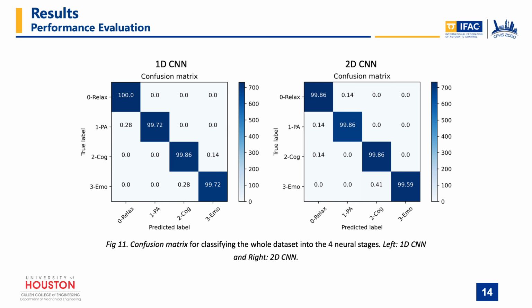In multi-class classification problems, the confusion matrix is very important because it shows how the model is confused in discriminating different classes. Here in Figure 11, we see the confusion matrices for 1D CNN on the left-hand side and 2D CNN on the right-hand side. It is observable that both had very small confusion in discriminating cognitive stress from emotional stress, which is probably because the physical activity or the accelerometer signal is almost the same in those 2 stages, but we can see that this confusion is very small.